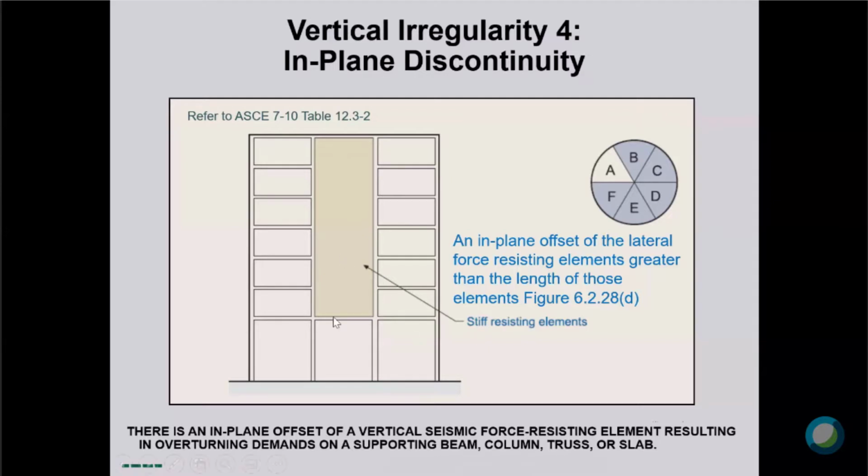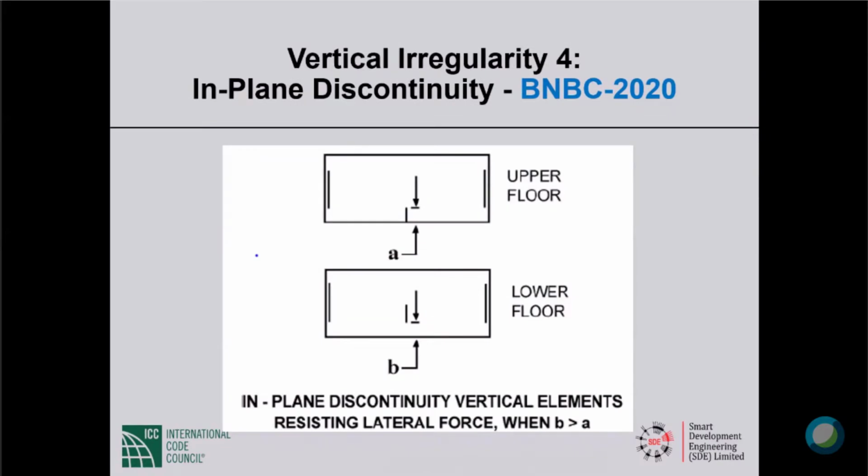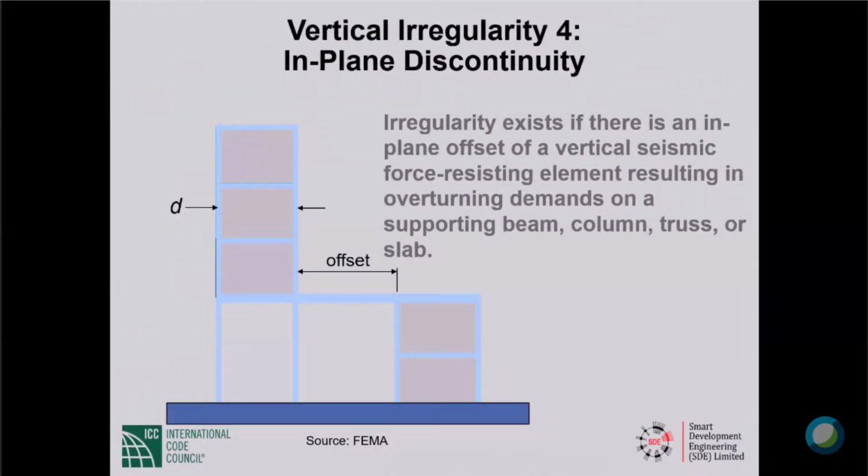So this shear wall is coming down, and if there is an in-plane offset of more than the dimension of the shear wall, then it is. In BNBC, there is a pretty nice picture. Upper floor, this is the shear wall, lower floor, this is the shear wall, and the B dimension is greater than the A dimension. So the BNBC definition is different, it is clearer, and maybe you should stick with that definition, would be my advice. This is the FEMA picture, obviously goes with the ASC 705 definition.